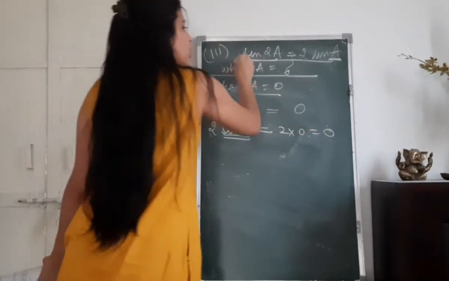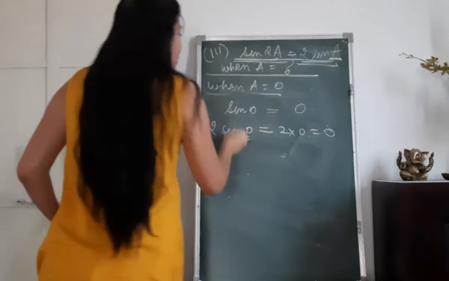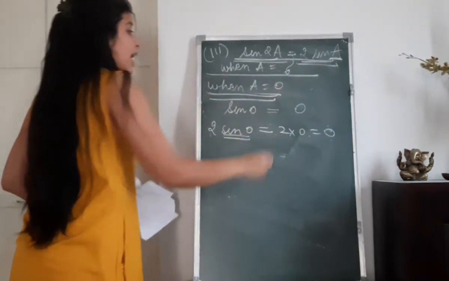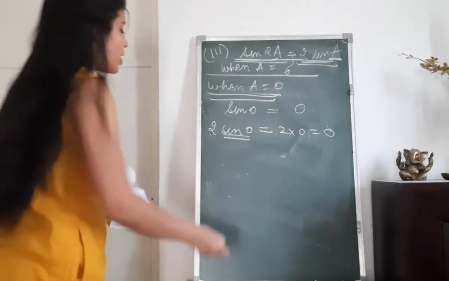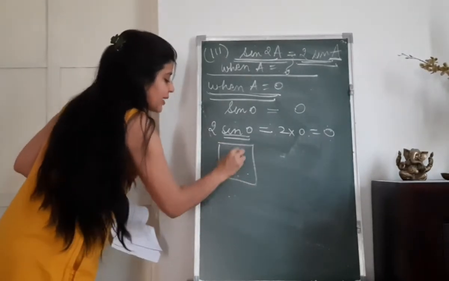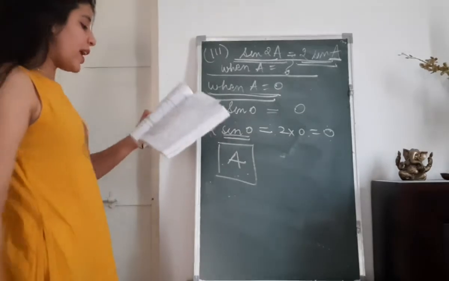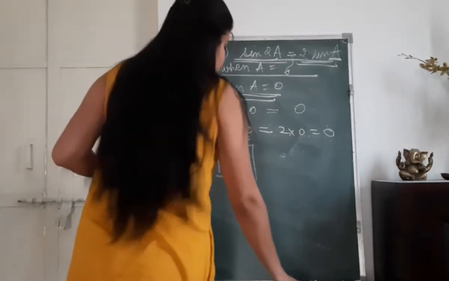So is LHS equal to RHS when A is equal to 0? Yes, LHS is equal to RHS when A is equal to 0. Therefore, the answer for this question is going to be your first option, that is A. Okay? Let's move on to the fourth part of this question.